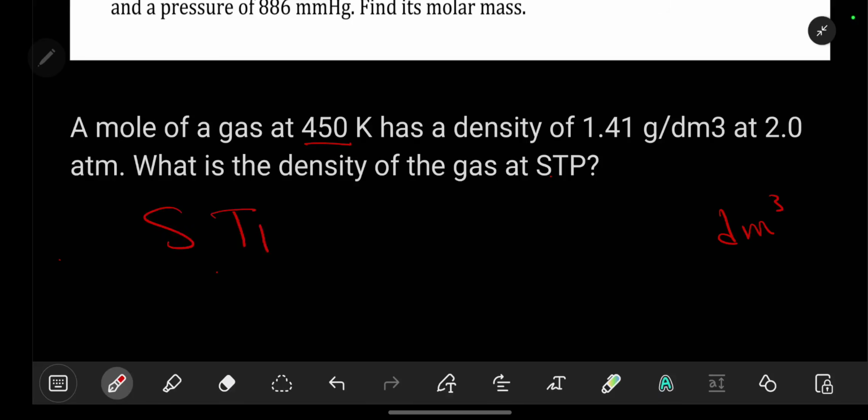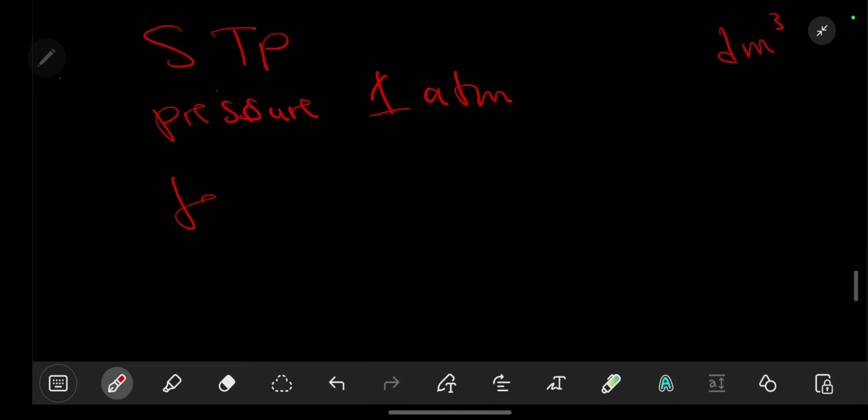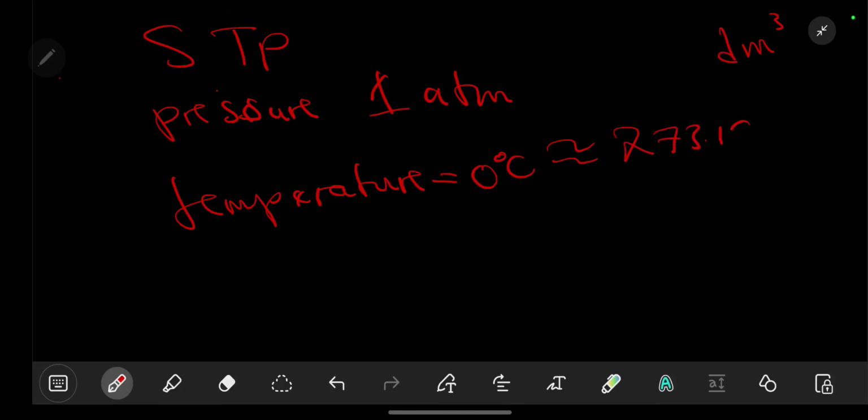You must know one thing. STP means the pressure is equivalent to 1 atmosphere, and the temperature for STP, standard temperature and pressure, is equivalent to 0 degrees Celsius, which when converted is 273.15 kelvins. If it was RTP, room temperature and pressure, the temperature is equal to 25 degrees Celsius, which can be converted in the same way.